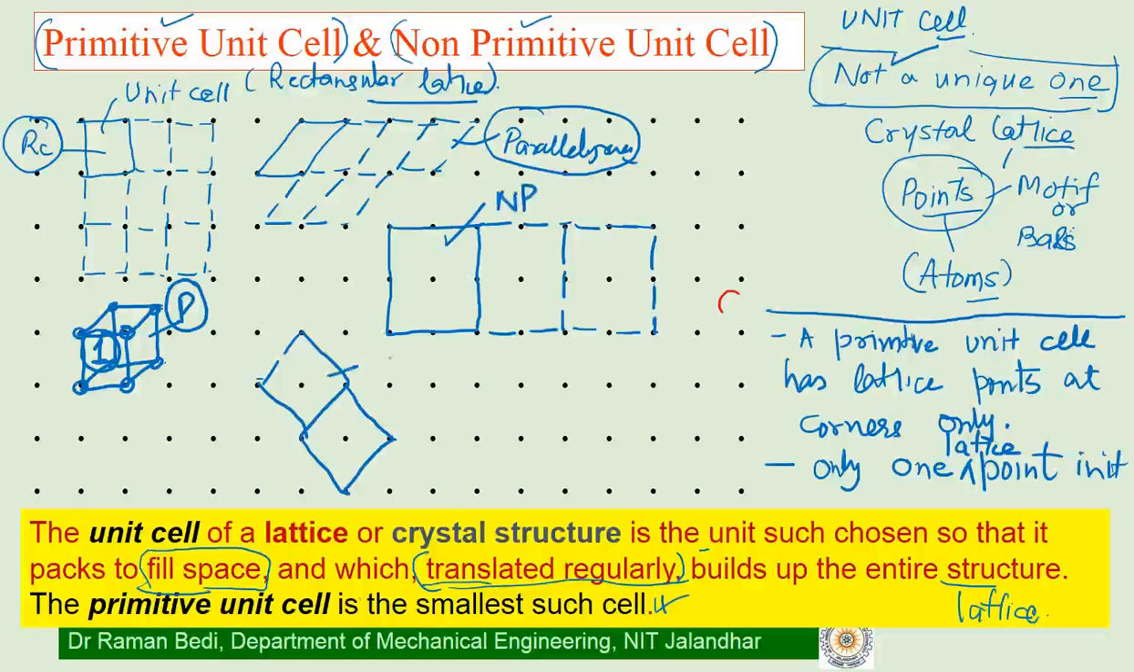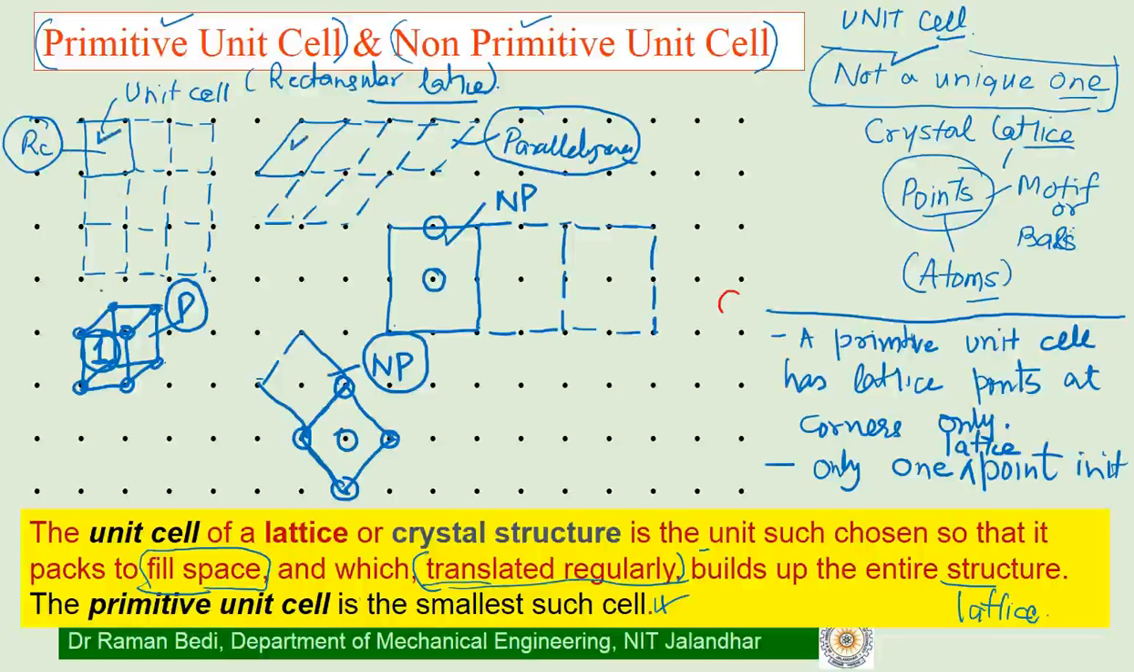This one also happens to be a non-primitive unit cell because this has got lattice points not only at the corners but at other locations also. It has got one here also, it has got one here also. In this case also, this unit cell has got lattice points not only at the corners, but there is another lattice point here at the center. So this happens to be the non-primitive unit cell of the same lattice. All of them represent the same lattice that you are seeing here, whether the unit cell is this type or this type.